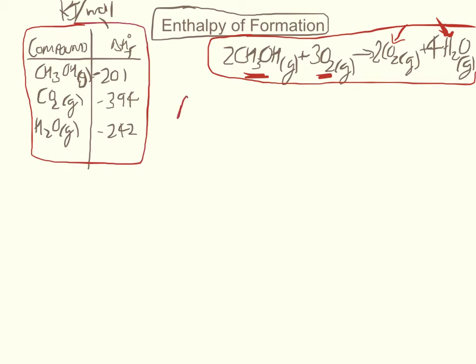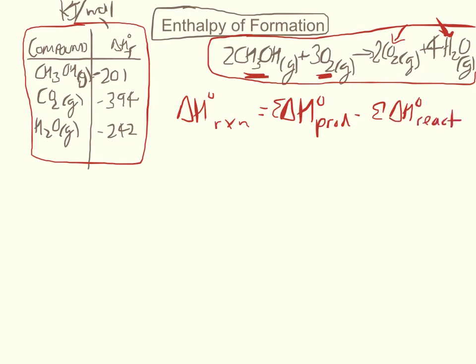So if we want to figure out the enthalpy of the reaction, delta H naught of the reaction, we know that it's going to be equal to the sum of the enthalpies of the products minus the sum of the enthalpies of the reactants. So, if we're given this table and this equation, let's go ahead and solve that. Well, delta H naught of the reaction is going to be equal to the sum of delta H naught of the products. Well, what are our products? We have CO2 and H2O with coefficients of 2 and 4.